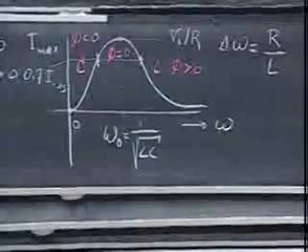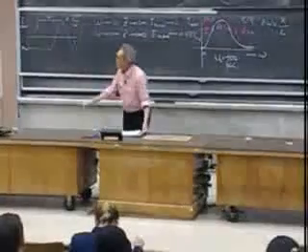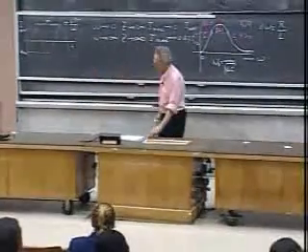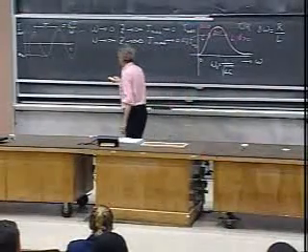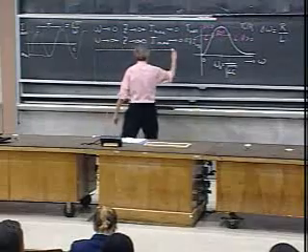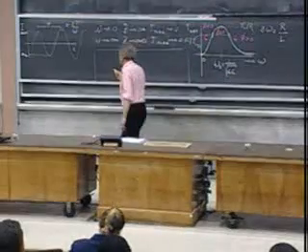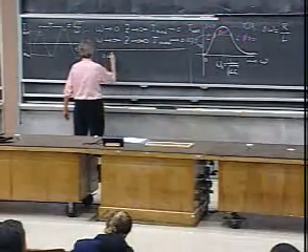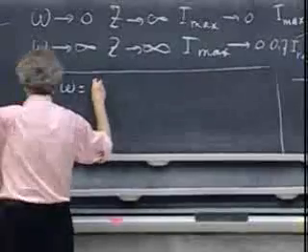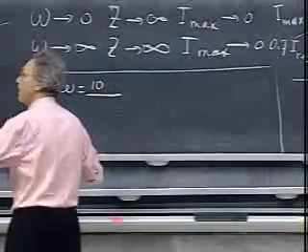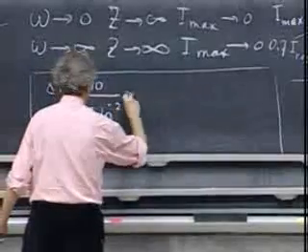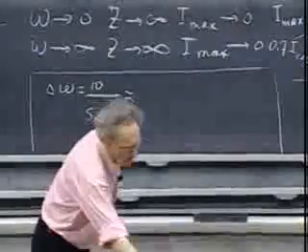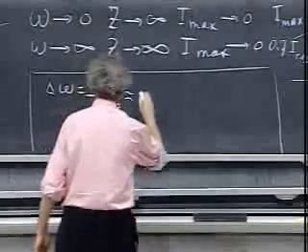So if we look at delta omega for the numbers that we have there, the numbers of the transparency, we have delta omega would be R, which is 10 ohms, divided by 5 times 10 to the minus 2. And that is about 200 radians per second.